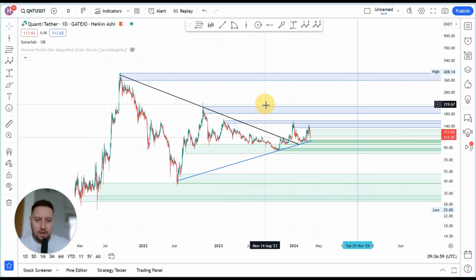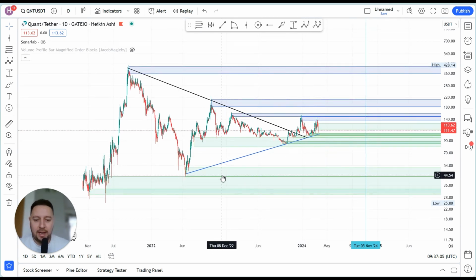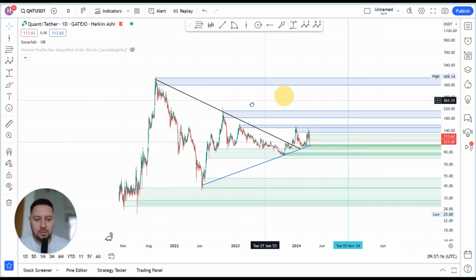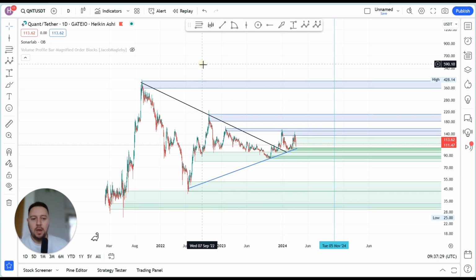So as you can see, we're going to ignore these green blocks because these are obviously buy limit orders down below. I don't feel that Quant is going to get down to any of these levels, so we'll ignore these. In terms of price, we'll be looking to get up to these blue blocks and fill those vacated spaces, and provide liquidity, and obviously take out stops as well for any bears that are looking to short the market.